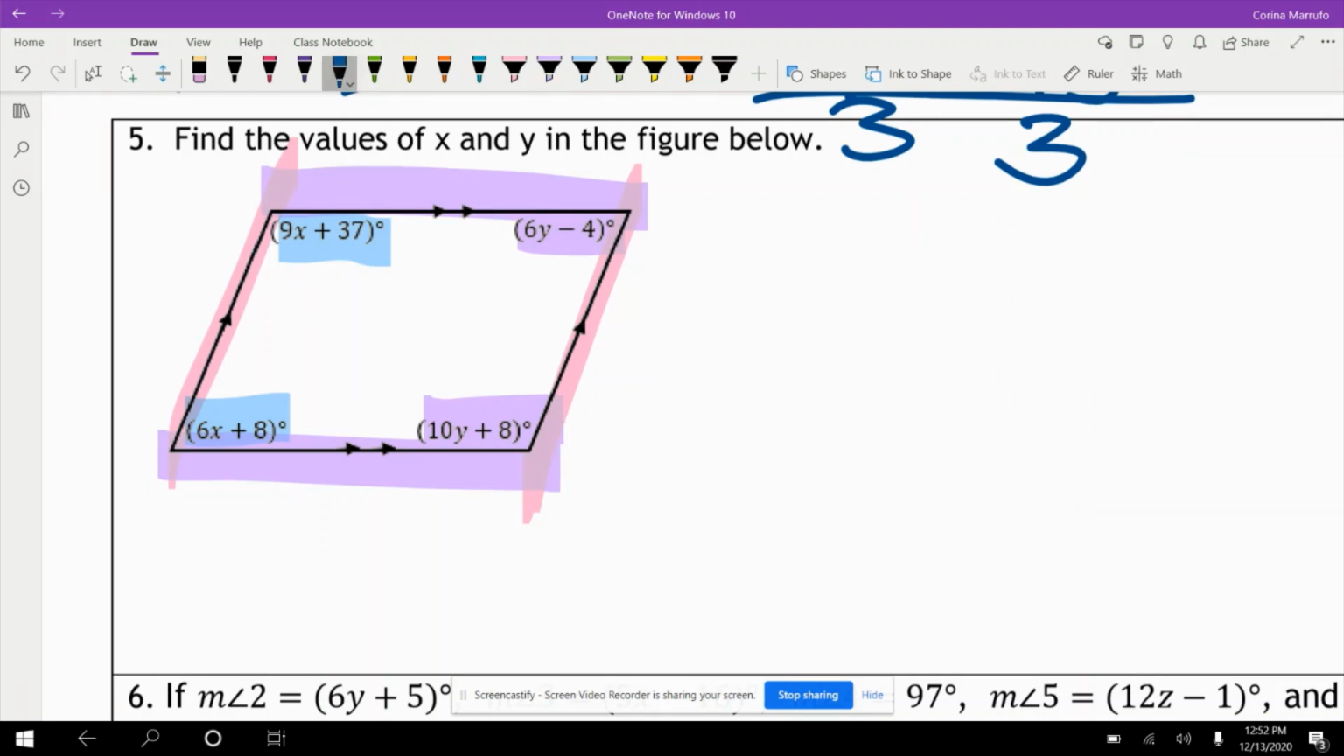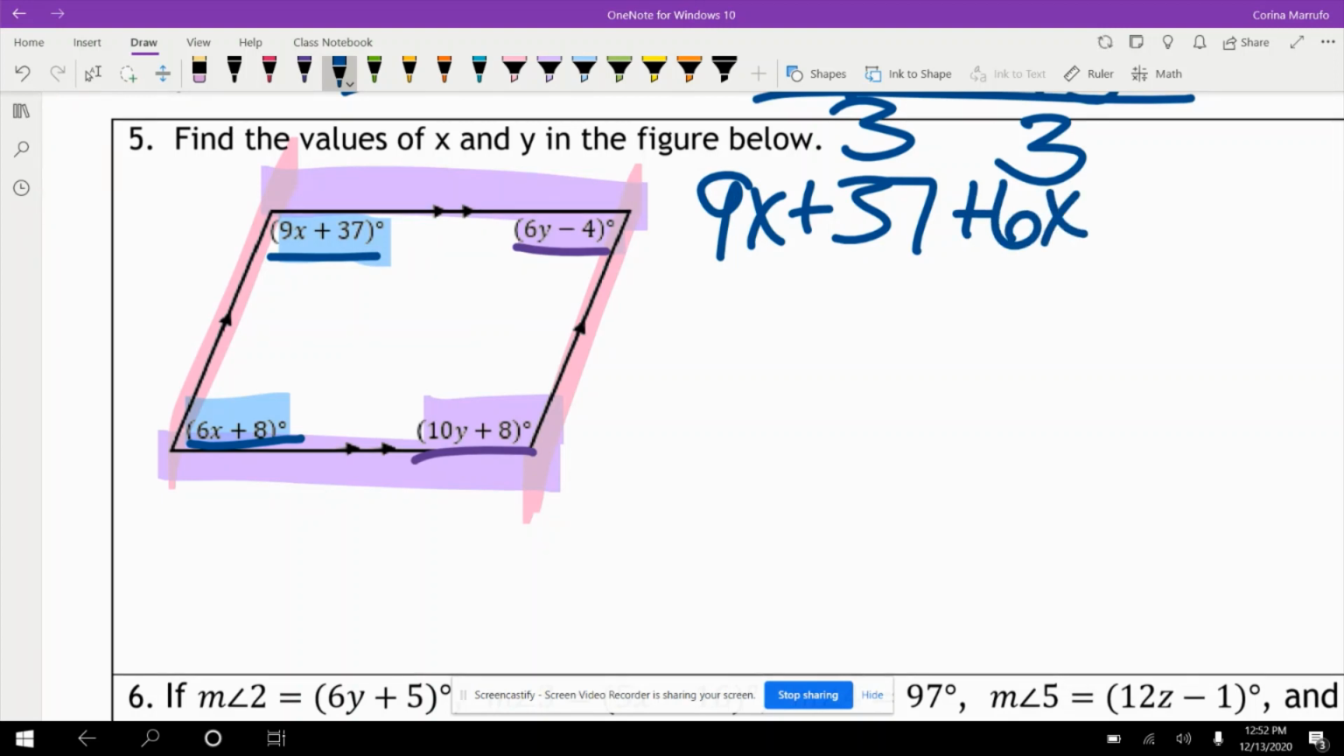So what we're going to do when we set this up is add 9x plus 37 plus 6x plus 8 because they both have x's. We can't set these two equal to each other because this one has a y and that one has an x. So the same with this one. So we need to match up both of the y's. So let me undo that. So setting up the first one, we have 9x plus 37 plus 6x plus 8 should equal 180.